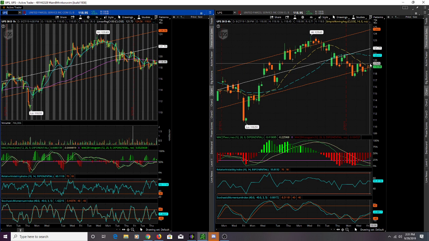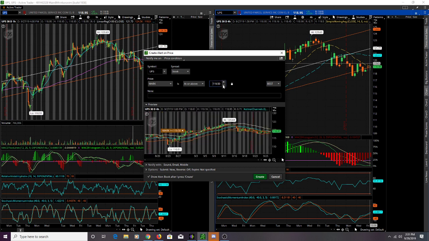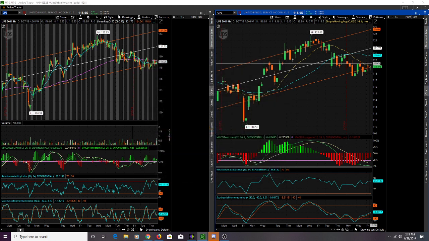Actually, you know what? I'm going to create an alert that when it gets above 119.50, it will alert me, and that way I know to buy calls if it gets over that point. But yeah, that's what I do. That's how I look for my swings.